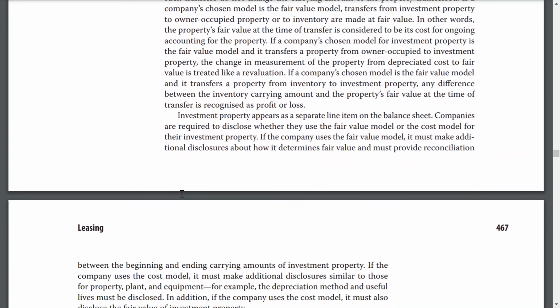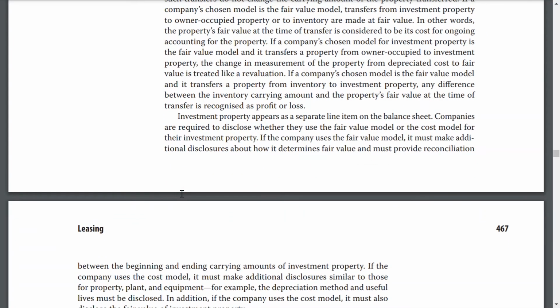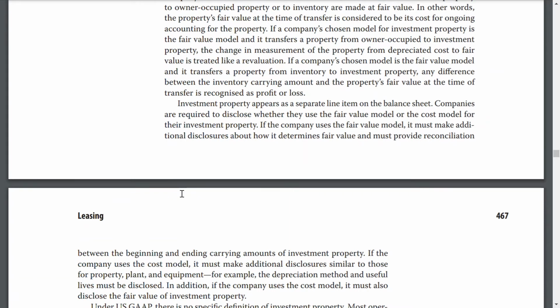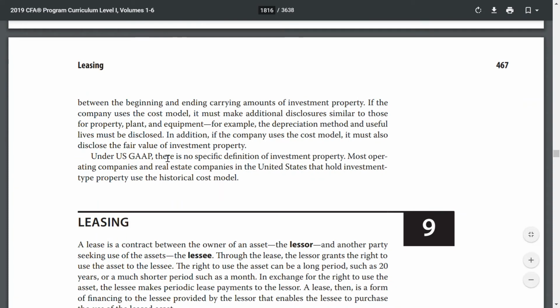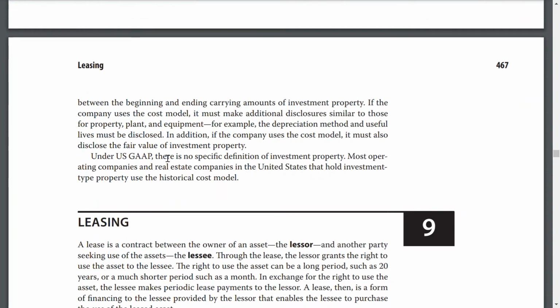Companies are all required to disclose whether they use the fair value model or the cost model for investment property. If the company uses the fair value model, it must make additional disclosures about how it determines fair value. It must provide a reconciliation between the beginning and the ending carrying amounts of the investment property. If the company uses the cost model, it must make additional disclosures similar to those for property, plant, and equipment. For example, the depreciation method and useful lives must be disclosed. In addition, if the company uses the cost model, it must also disclose the fair value of investment property.